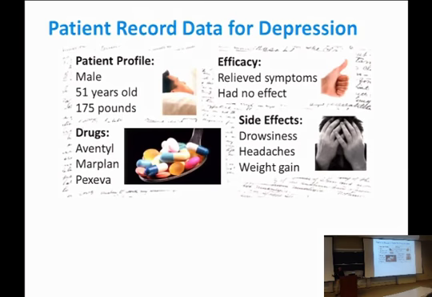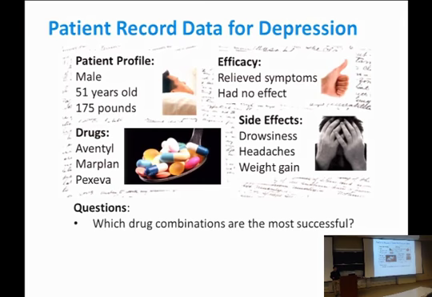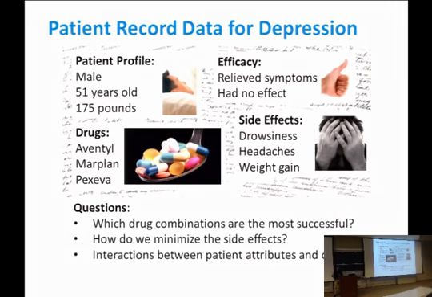But then after doing this extraction, you can do more. You can then ask interesting questions of the data. For example, you can ask which drug combinations are the most successful in treating depression, or how we can actually minimize the side effects of the drugs, or even interactions between patient attributes and these outcomes that we're interested in, in order to develop more effective or tailored drug therapy.